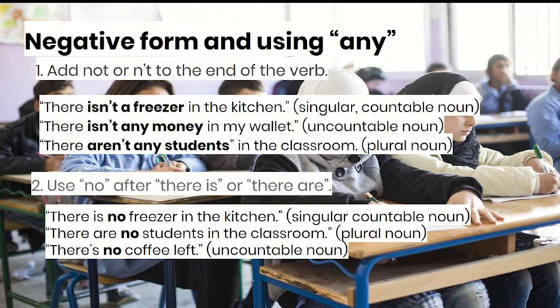Now, the second form of there is and there are usage would be the use of no after there is or there are. Examples: there is no freezer in the kitchen, for a singular and countable noun. There are no students in the classroom, for a plural noun, and there's no coffee left, for an uncountable noun. However, the most commonly used would be just adding n apostrophe t at the end of the verb.